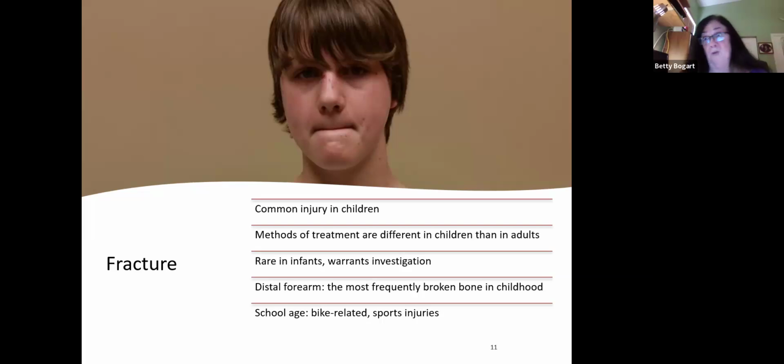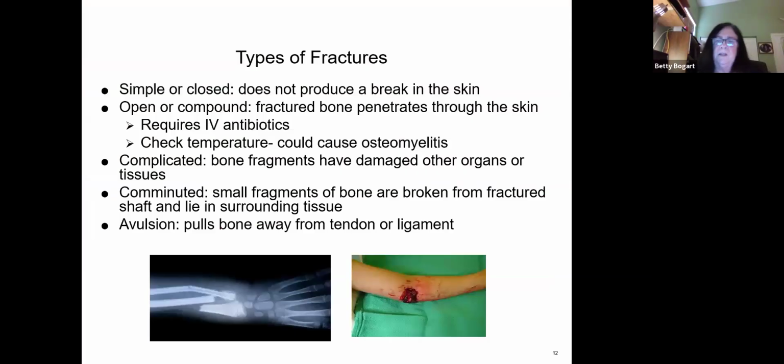We know what's the most common of all of the breaks. They fall down, you put your hands out. So it's radius and ulna, one or both. And it could be even bilateral. I've seen bilateral, both of the bones can break too. And we know when we get to children and bikes and sports, they're going to be injured.